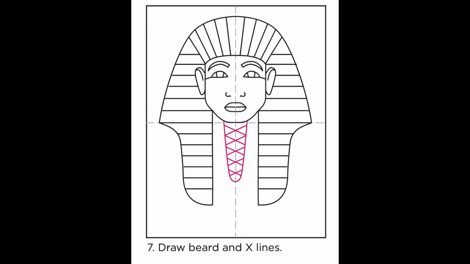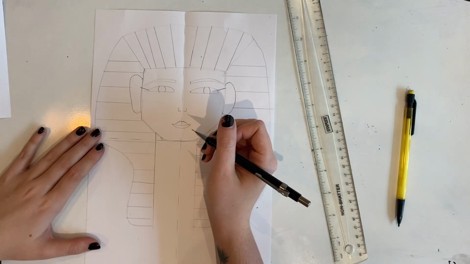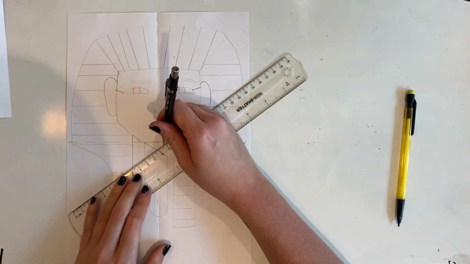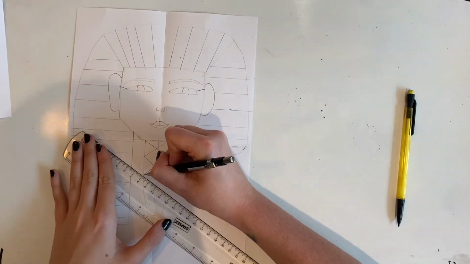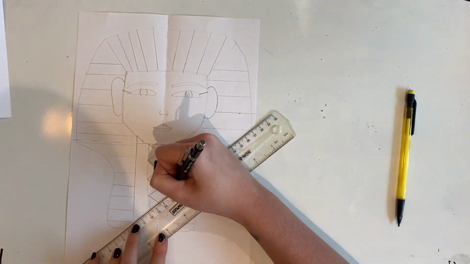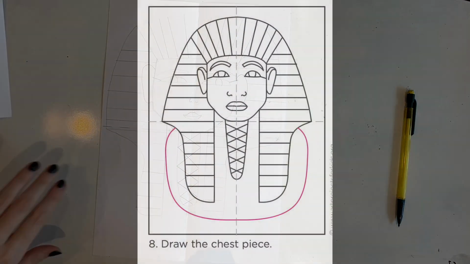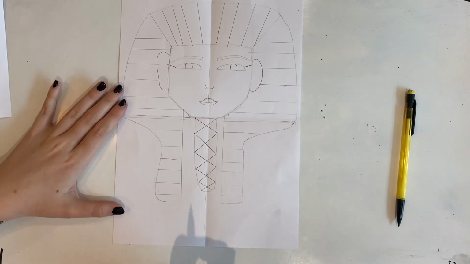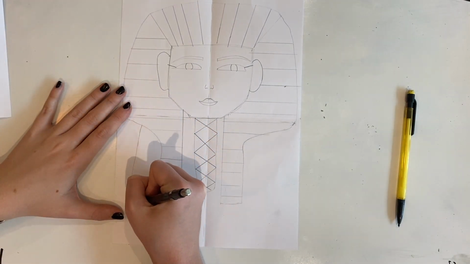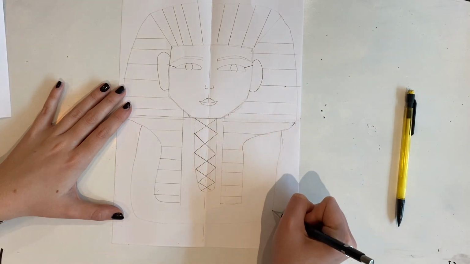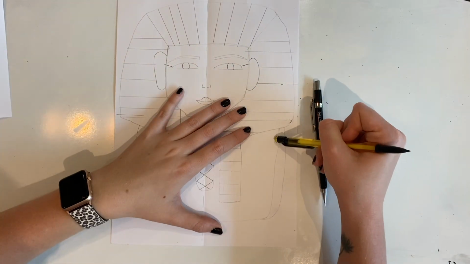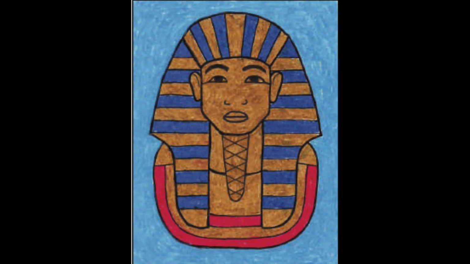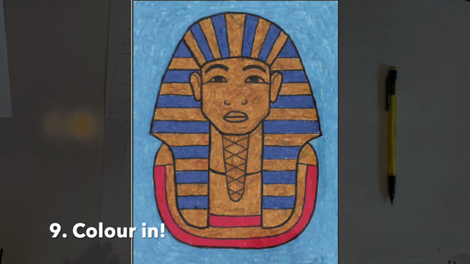Step number 7 is to draw the beard and X lines. So I'm going to draw the long beard and use my ruler to help me draw my X lines inside the beard. Step number 8 is to draw the chest piece. And finally, step number 9 is to colour it in.